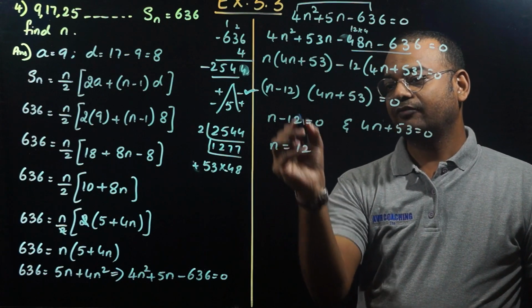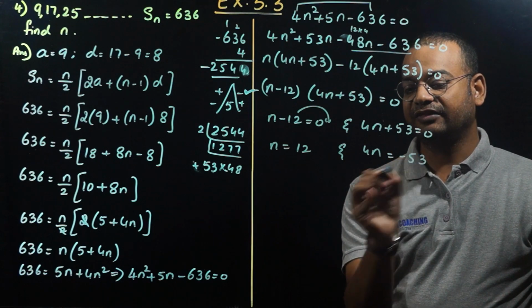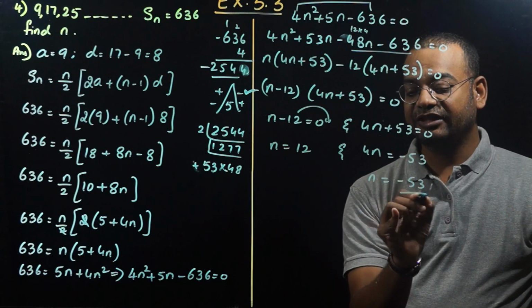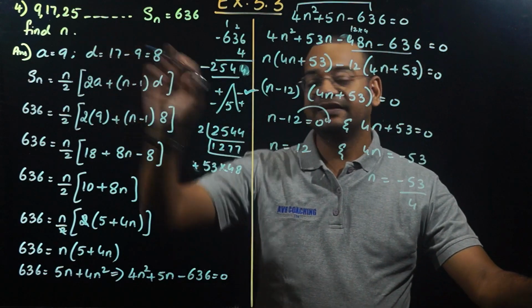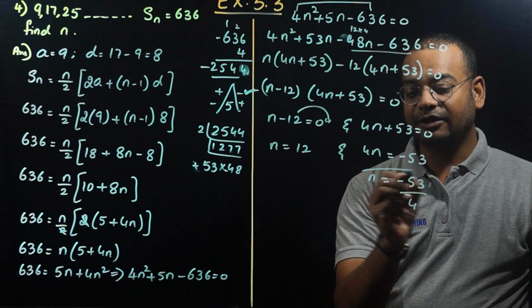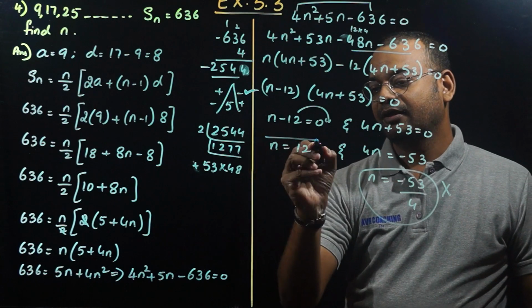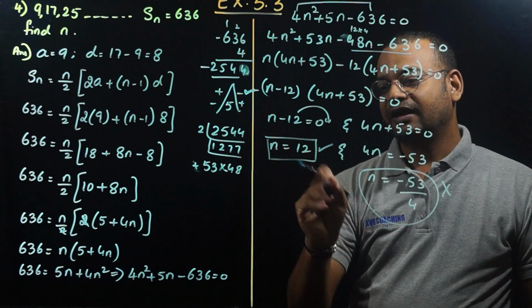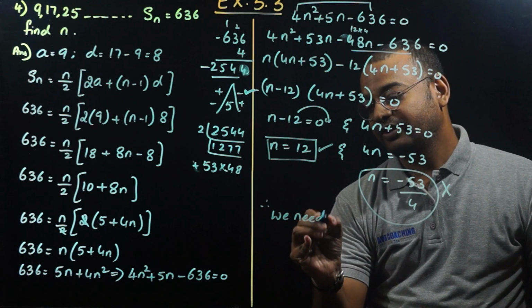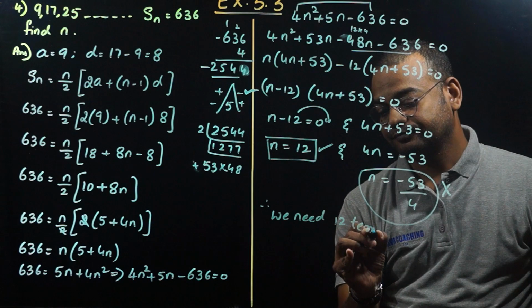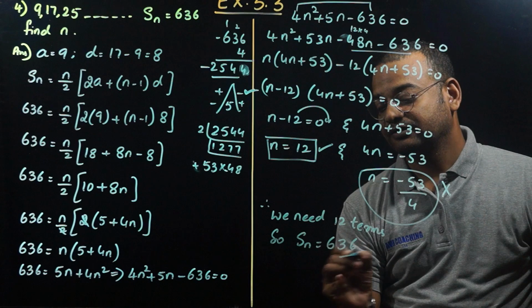N is equal to 12 when you bring this minus 12 to the right hand side, and 4n is equal to minus 53, so n equals minus 53 by 4. Because n is nothing but the position in the series, or the number of terms, it cannot be a fraction or negative. So we will discard this value and take n equal to 12, which is positive and a whole number. Therefore we need 12 terms, so that Sn is equal to 636. This is the answer.